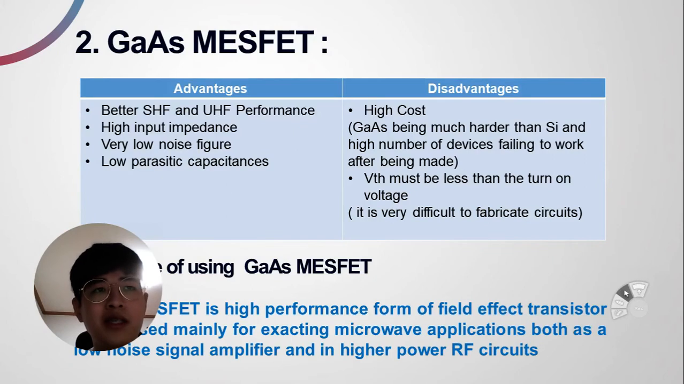The advantages of gallium arsenide include better performance, high impedance, and low parasitic capacitance. And the disadvantages are high cost and high threshold voltage demand. Gallium arsenide MOSFETs are used mainly for exacting microwave applications, both as low noise signal amplifiers and in higher power RF circuits.